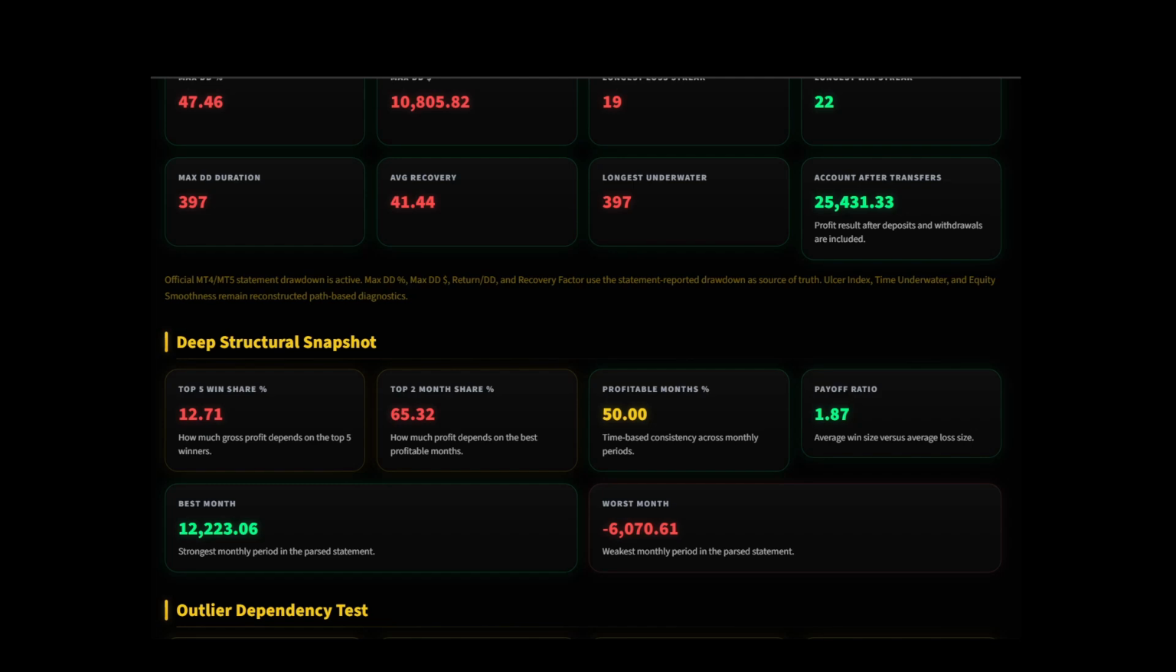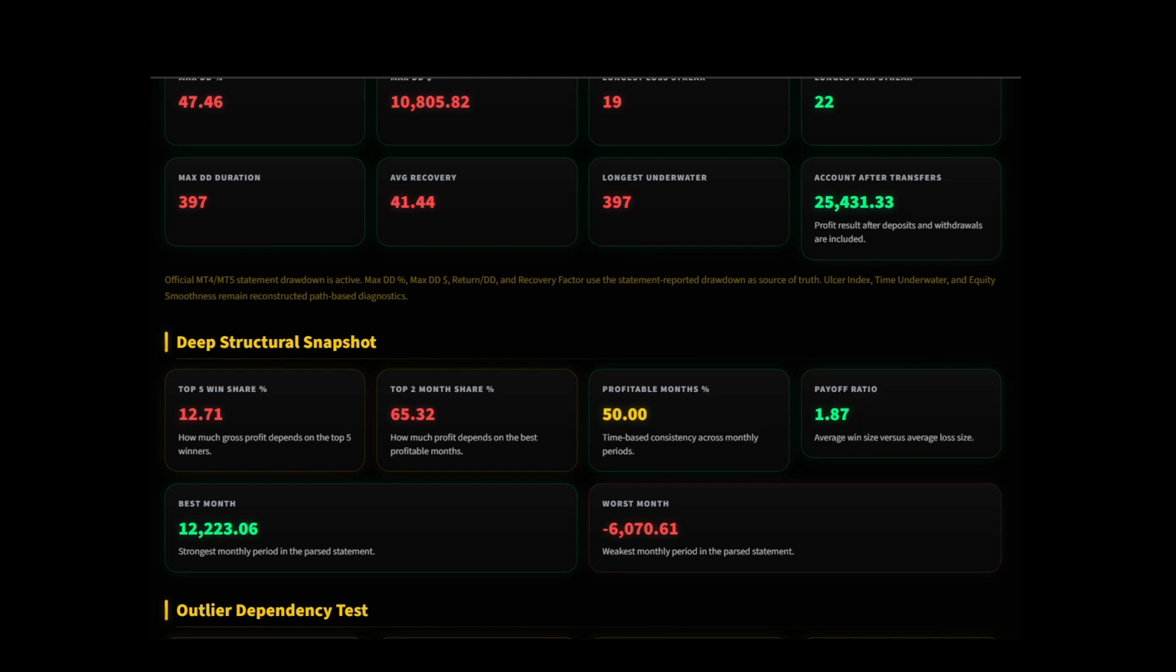In this example, the top 5 winner share is not extreme, but the top 2 month share is high. That means a large part of the result came from the best months. Profitable months are around 50%. So the strategy can make money, but the time distribution is not fully clean. The payoff ratio is positive, which means the average win is larger than the average loss. But the best month and worst month also show that the statement has strong month-to-month variation.